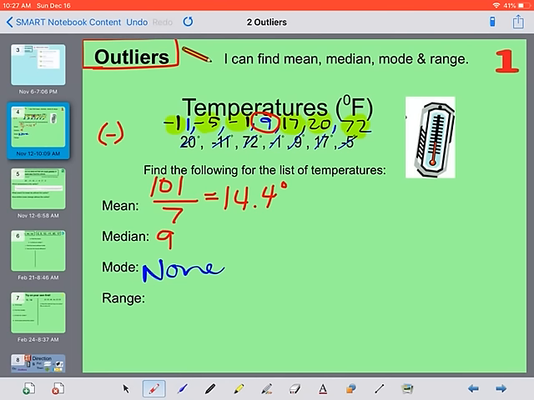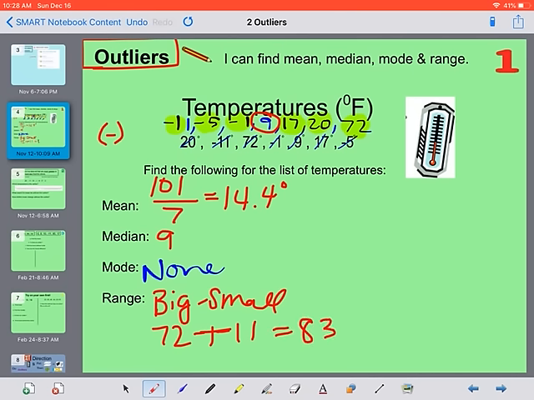And then range, biggest number minus the smallest number. So we have 72 minus a negative 11. So two negatives really here make a positive. So 72 plus 11 should give us 83.